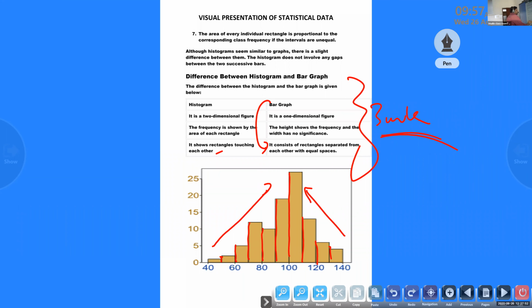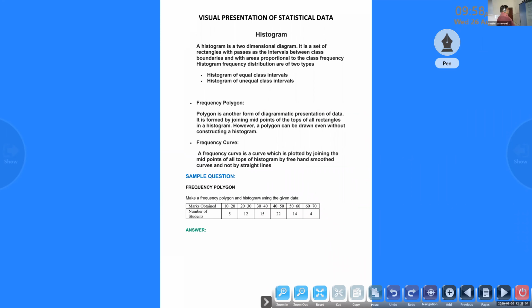A double-sided staircase construction method is here. We are able to find that double-sided stair. So that's a histogram for us. Next one, at the same time, the frequency curve and frequency polygon. We are able to draw a frequency curve or frequency polygon with the help of a histogram or without the help of a histogram also.